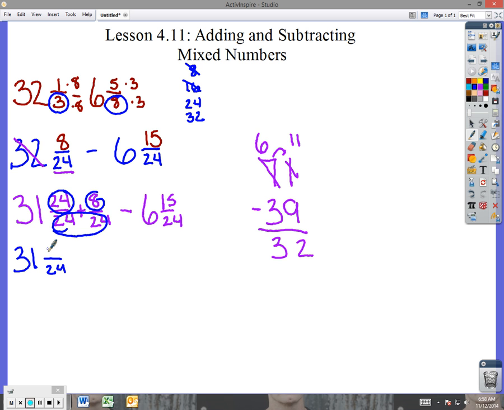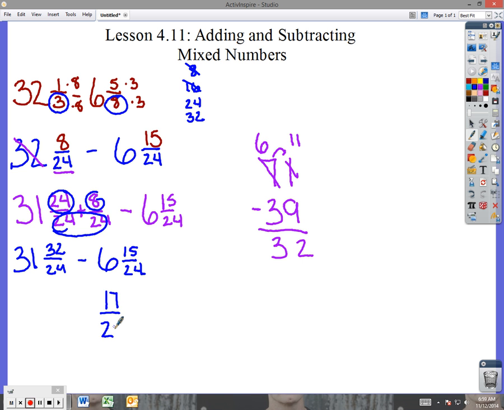24 plus 8 gives me, I believe, 32. And we say, hey, minus 6 and 15 24ths. Now I can take 15 from 32, and that gives me, I believe, 17. So this gives me 17 24ths, the fraction.